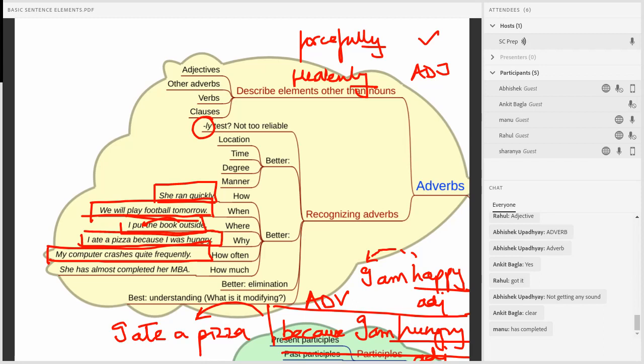Now, when you say she is quite friendly, quite is telling you how friendly she is. So, in fact, you're describing an adjective. So if you want to describe an adjective, it will be an adverb that describes an adjective. Remember, adverbs describe adjectives, other adverbs, verbs, and clauses. Just not nouns. We're not saying she is quite. We're saying she is quite friendly.